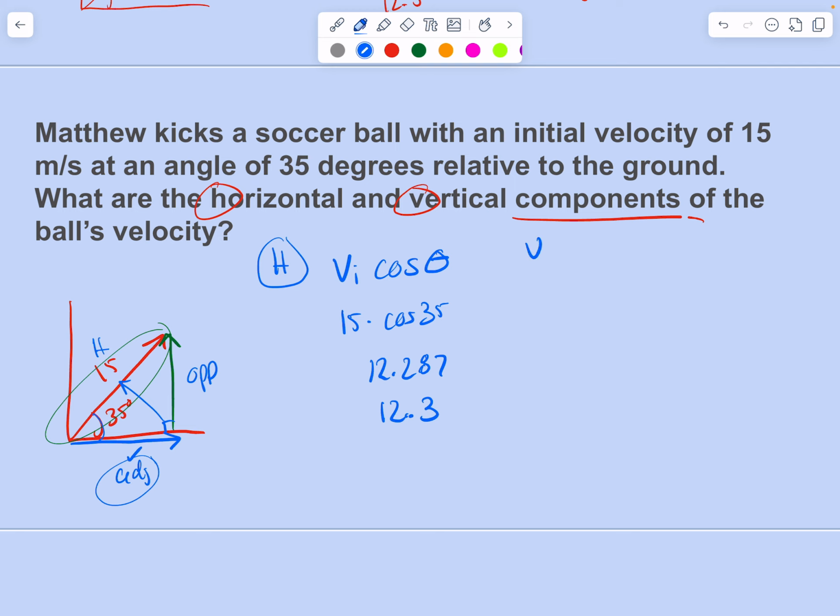My vertical component here, maybe I'll make it green here, vertical component, we're going to do the Vi times the sine of theta. And it's a sine because sine is opposite over hypotenuse. So 15 times the sine of 35. Clear my calculator, 15 times sine of 35 is equal to 8.60. And of course, the nearest tenth would just be simply 8.6. So those are the ones for the component, all right?